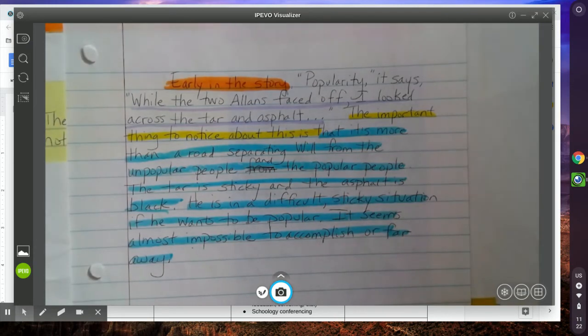All right. So I hope that you know what your task is. You're going to lift a line of evidence that shows figurative language, and then you're going to write about it. Tell us what it is and tell us how it proves your point.